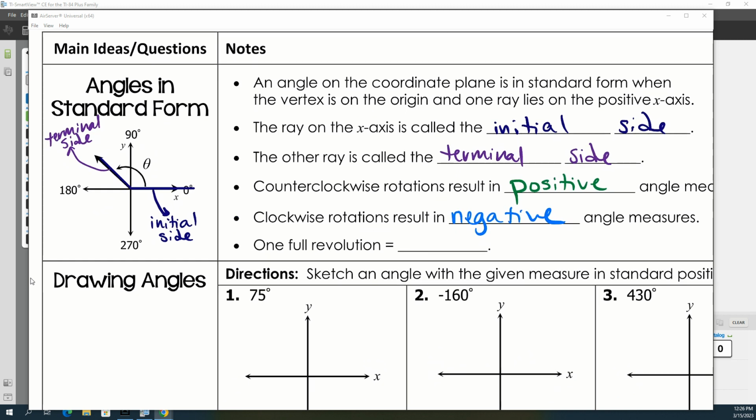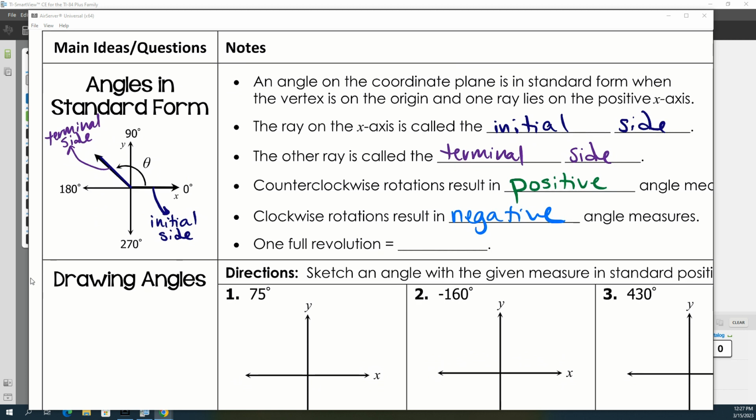Let me erase some of these things. You can see some common angle measurements that you probably remember from geometry, but one new one probably is if we have the positive x-axis, that angle is 0 degrees. This one right here is 90 degrees. A straight angle is 180 degrees. And then if we went all the way around this way, that's going to be 270. What about all the way around, a full revolution? How many degrees is that? 360 degrees. Good.